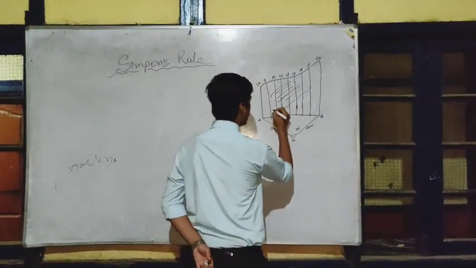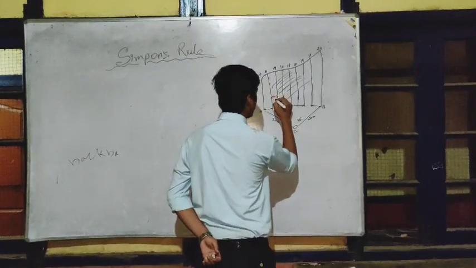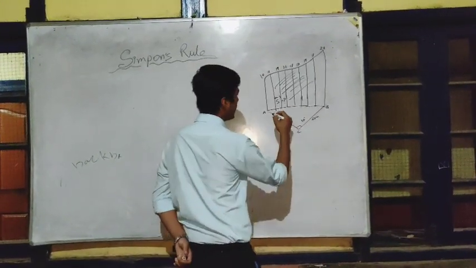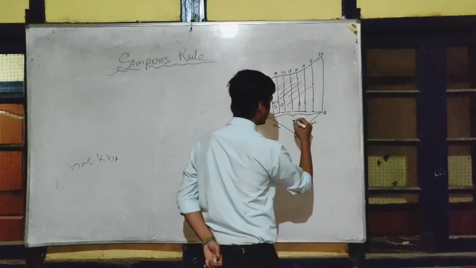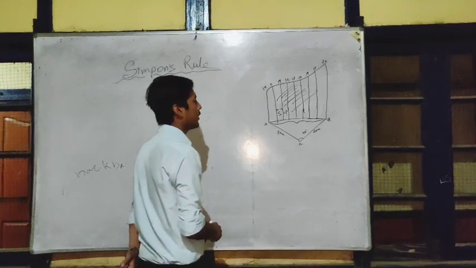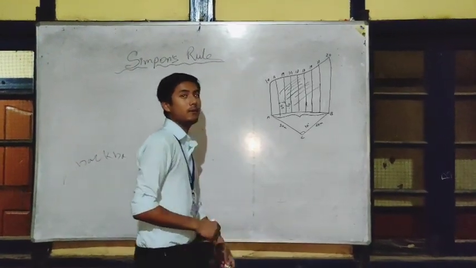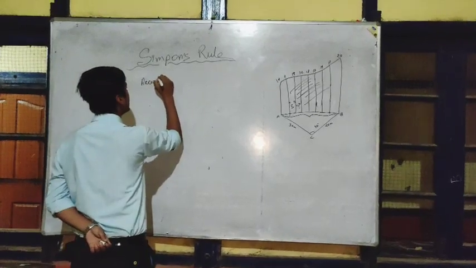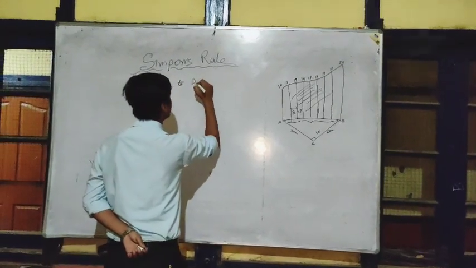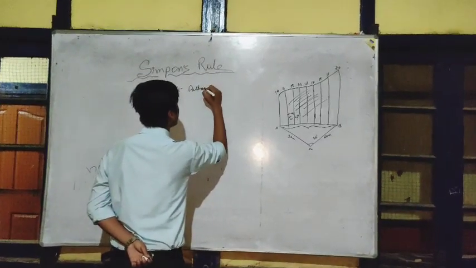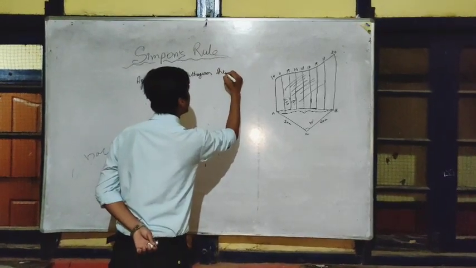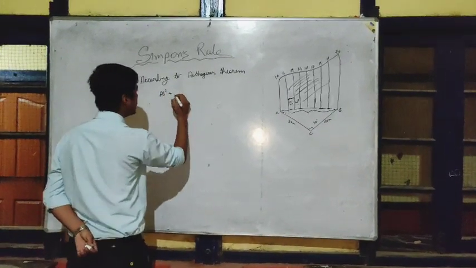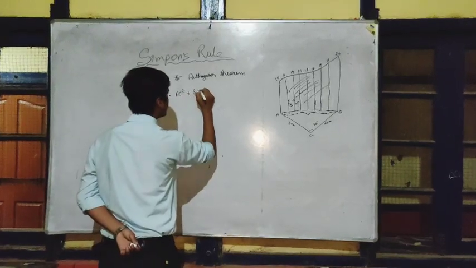But in this question, the value of strip is not given. So to find this value, we first have to find the length of this line AB. To find the length of this line, we have to use the Pythagoras theorem. So let us solve this. According to Pythagoras theorem, AB square equals AC square plus BC square.